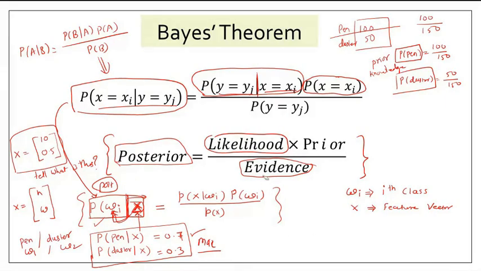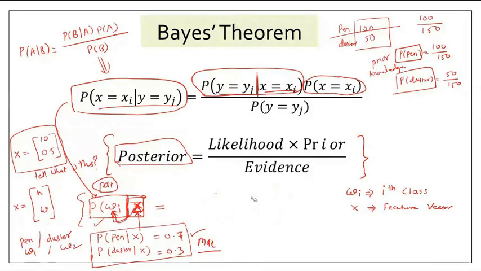Okay, now see what is likelihood. This is very important. What is likelihood? Likelihood, as I said, is probability of x given omega i. Now you must understand the difference between probability of omega i given x and probability of x given omega i. If this is clear, then everything is clear. So the rest of the course is very simple. But you must understand these two concepts.